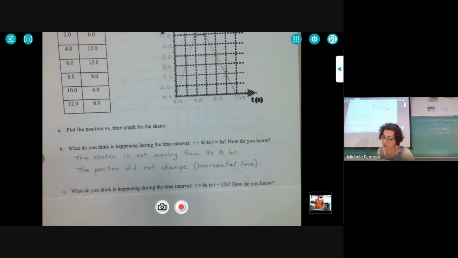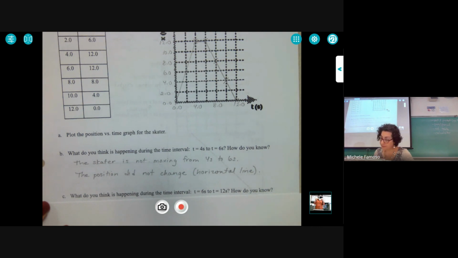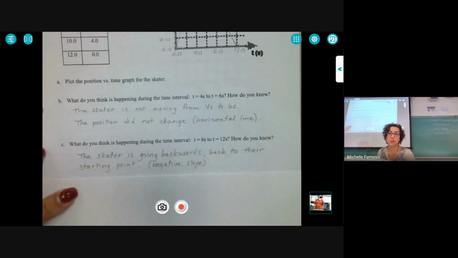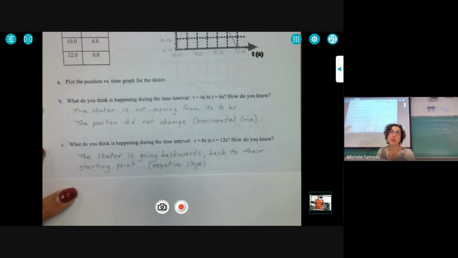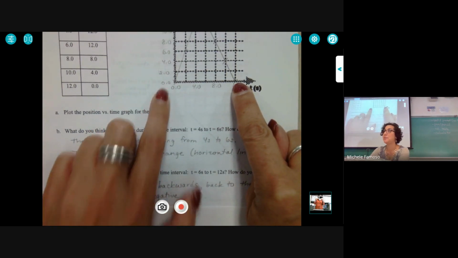Part C, what do you think is happening from 6 to 12 seconds? That's from here to here. What did he do? Cam? Yeah, he reversed direction, went backwards, back to the starting point. And I know that negative slope means they changed direction. They went backwards. And they do go back to the starting point because I end up at a 0 meter position at the end. I'm back at the origin.